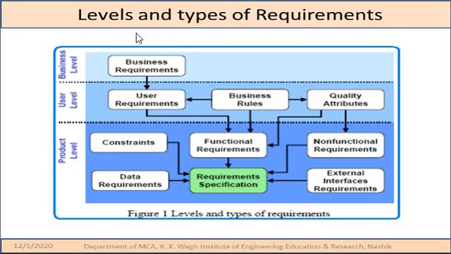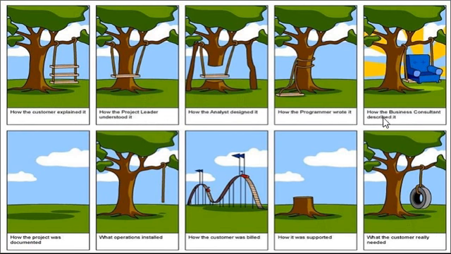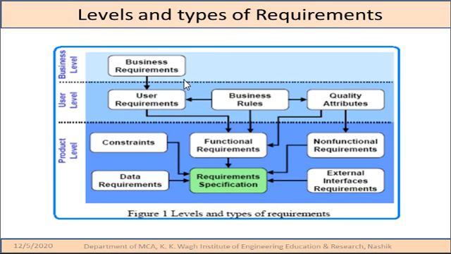Let's discuss what the levels and the types of the requirement are. For levels and types of the requirement, we get three levels here. First one is the business level, second one is the user level, and third one is the product level. The business level is the topmost level, where we are concentrating only on the business requirement from the business point of view, as we have seen in a pictorial diagram, how the business consultant has described your system. Yes, that is the business requirement.